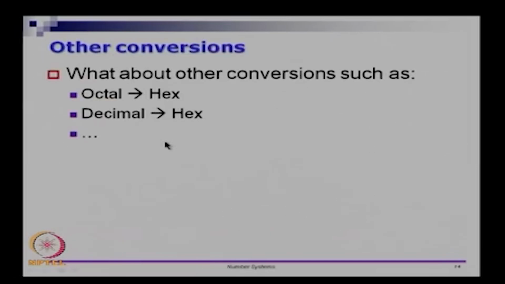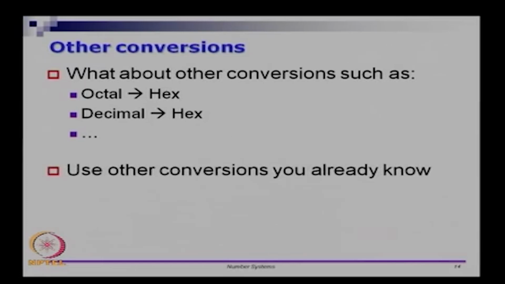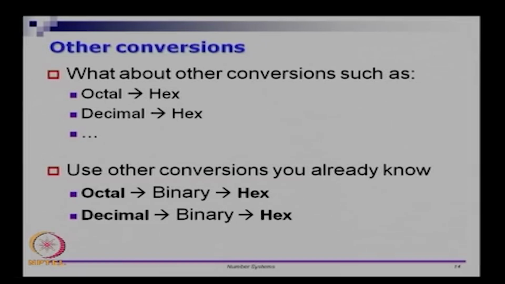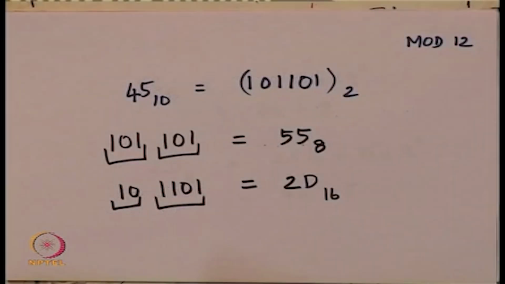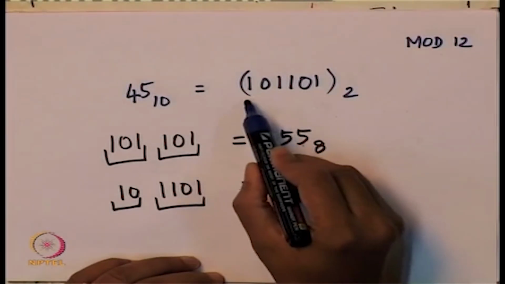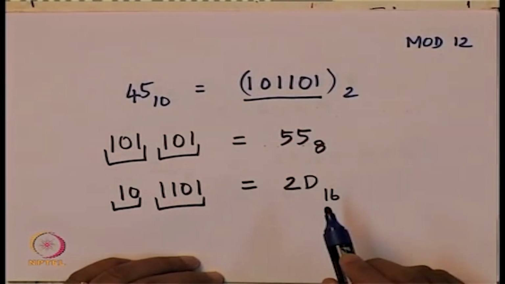So, other conversions are straightforward. If you want to do octal to hex or decimal to hex, you can actually try other conventions that you have in place. So, you can convert from octal to binary to hex or decimal to binary to hex and so on. So, I have a small example here on the sheet of paper. So, 45 base 10, we already did this earlier. 45 base 10 is 101101 base 2.